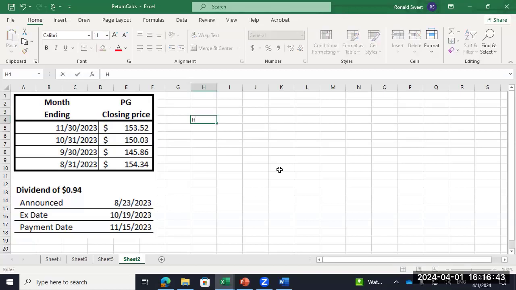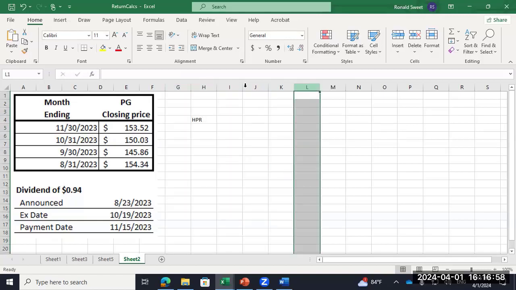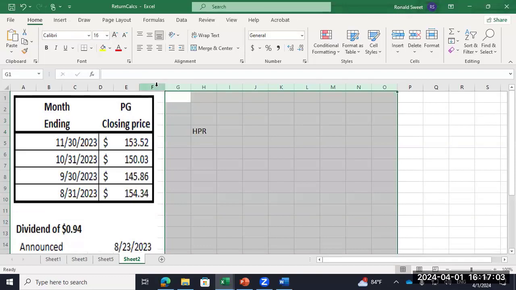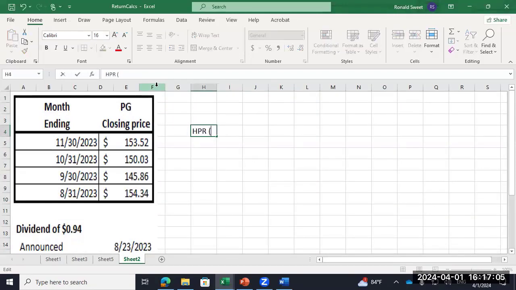So the first thing you got to do is a holding period return, which is usually monthly. So which months can you calculate here? Yeah, September, October, November. So the holding period return, very, very simple formula. You're going to take ending market value minus beginning market value plus income, divided by beginning market value.